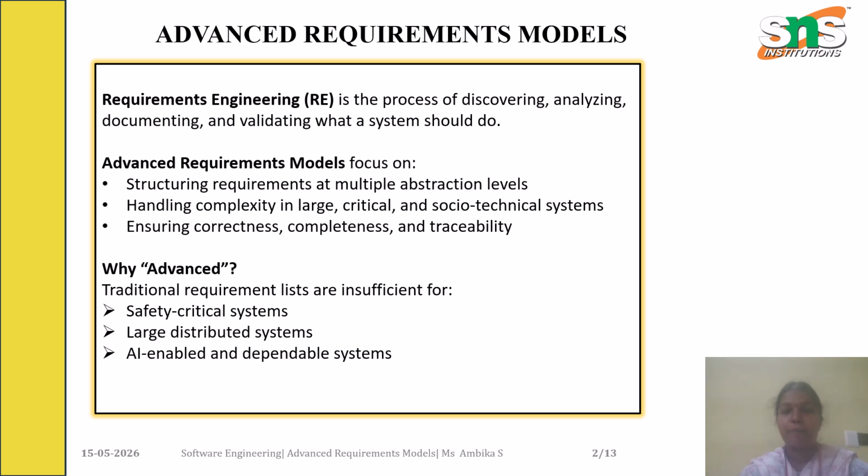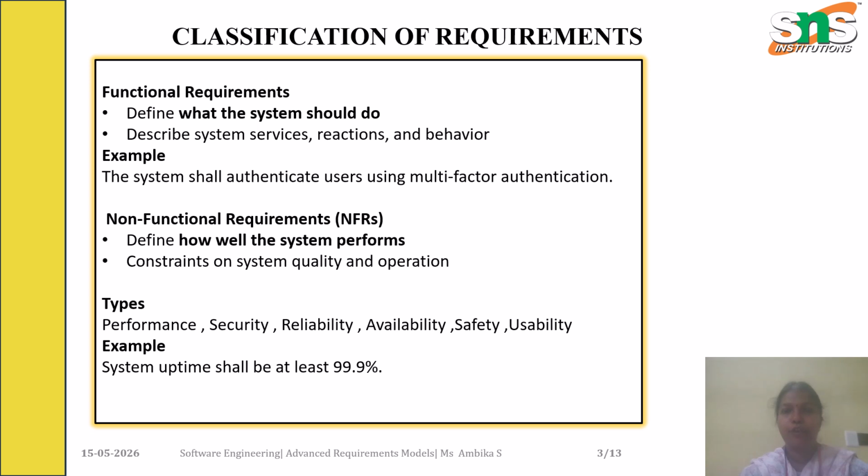Because the traditional requirement lists are insufficient for safety critical systems, large distributed systems, and also AI enabled and dependable systems. Classification of requirements. We classify the requirements into functional requirements and non-functional requirements. Functional requirements define what the system should do. Mainly they describe the system services, reactions as well as behavior. Example: the system should authenticate the users using multi-factor authentication.